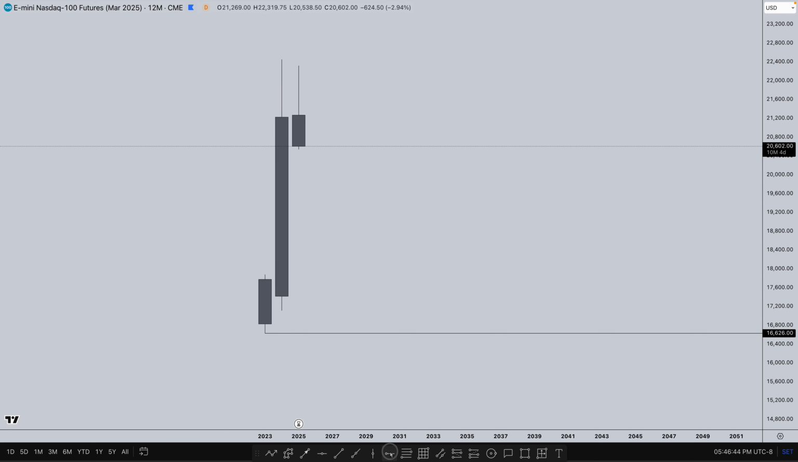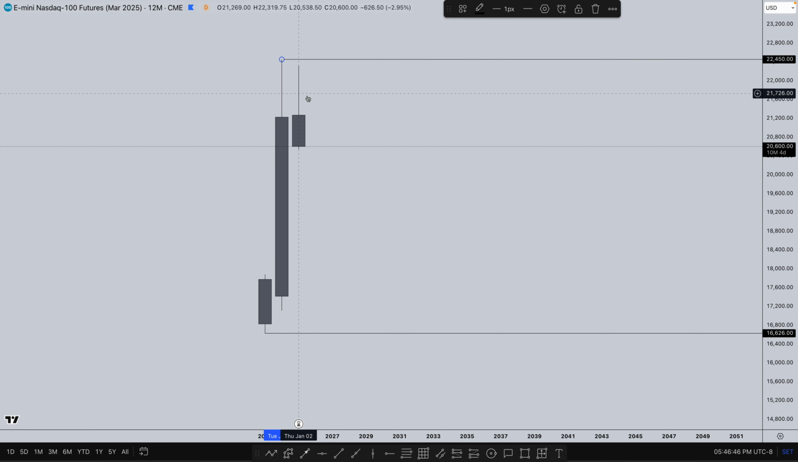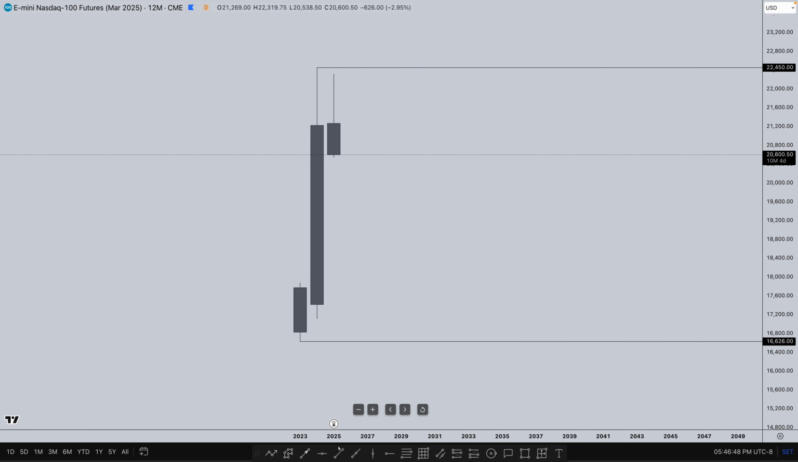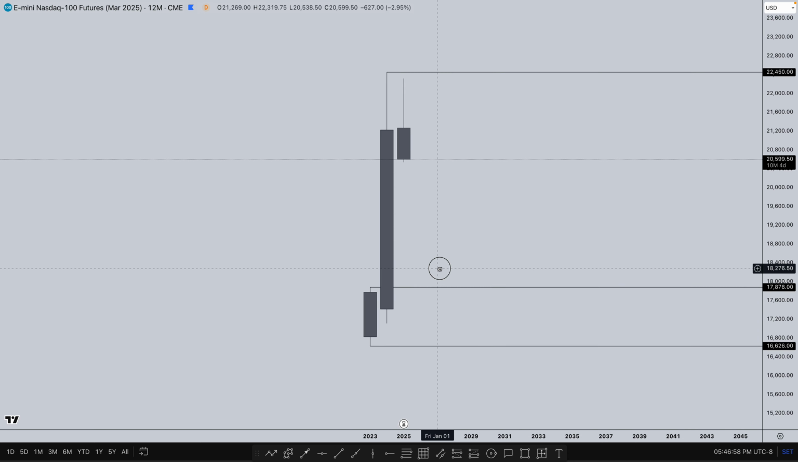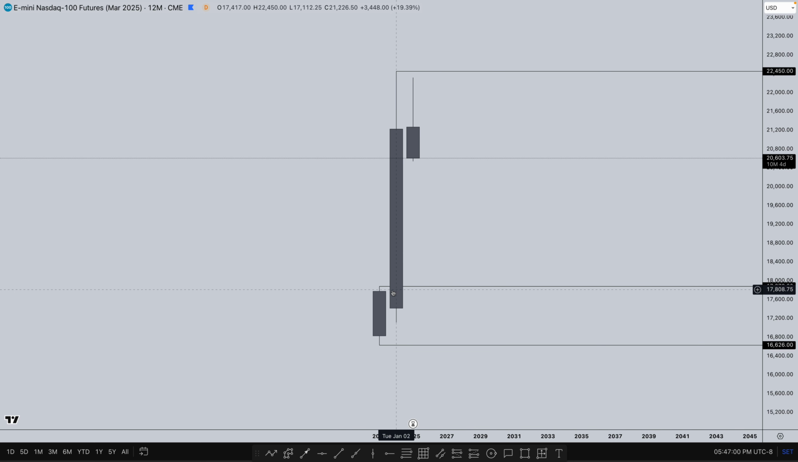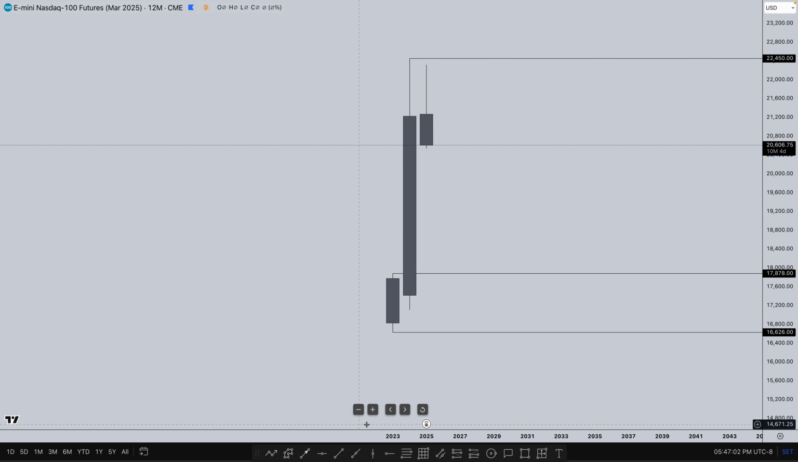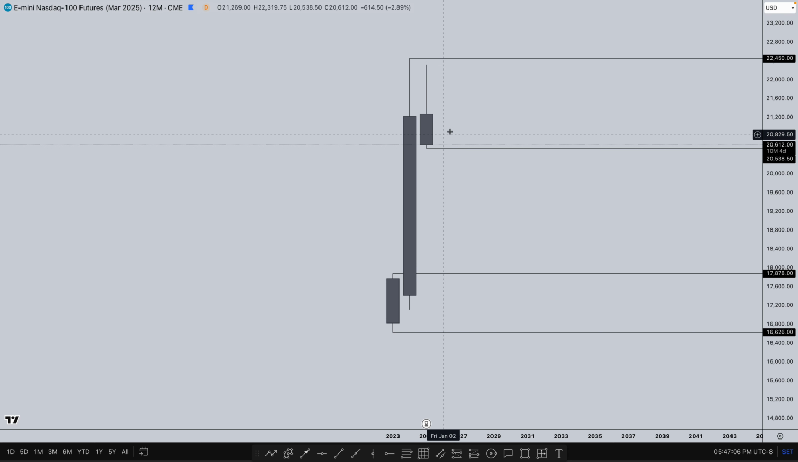Go ahead and annotate that, the all-time highs, 22,450. And then this is essentially the structure that was broken to the upside. And we all know that a break of structure to the upside indicates bullish behavior. So that's definitely getting marked up. And of course, these lows here. And this is the 12-month chart.